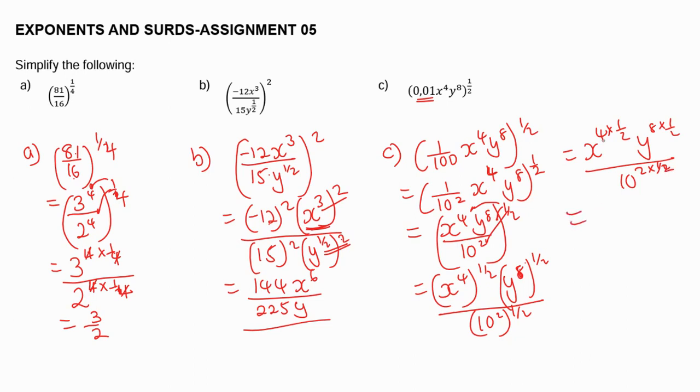So it becomes 4 times 1 over 2, that is 2, so that is x squared. And then y, 8 to the power 1 over 2, that is 4, over 2 times 1 over 2, that is 1, so we have 10 to the power 1, which is 10. So this is the final answer.